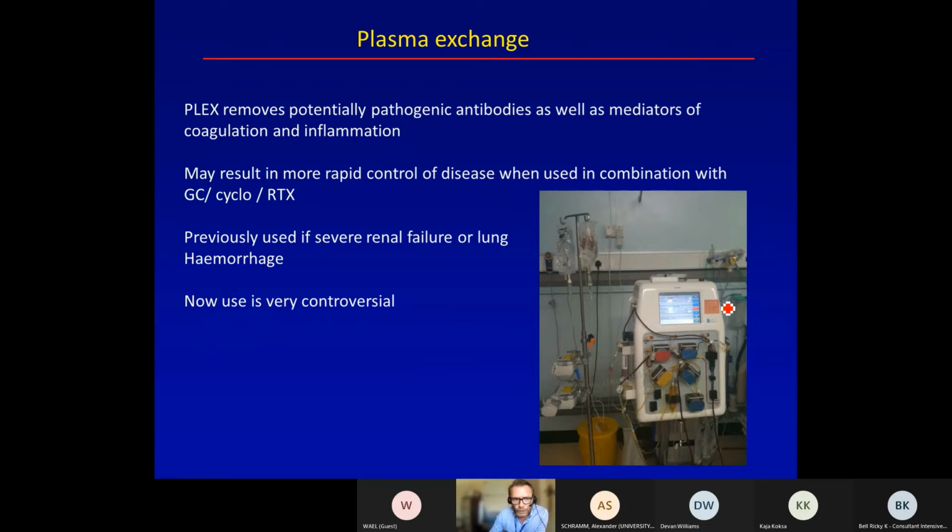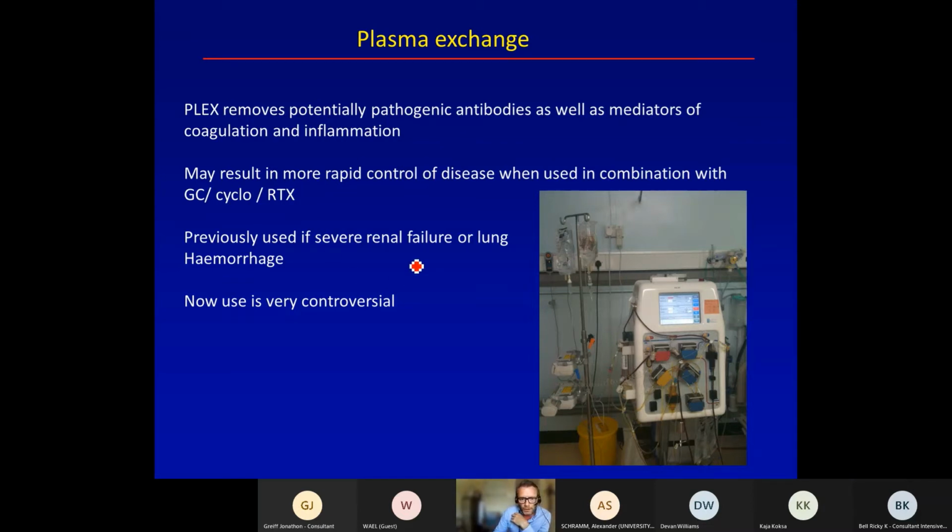The thing that is much more controversial is plasma exchange. The principle behind plasma exchange is that it removes potentially pathogenic antibodies, as well as potential mediators of inflammation and coagulation. And we've been using plasma exchange in ANCA-associated vasculitis for more than 20 years. We've reserved it previously for patients with severe renal failure, so broadly speaking, a creatinine above 360 or dialysis dependency, or if they've had lung hemorrhage. And we use that in combination with steroids and cyclophosphamide or rituximab.